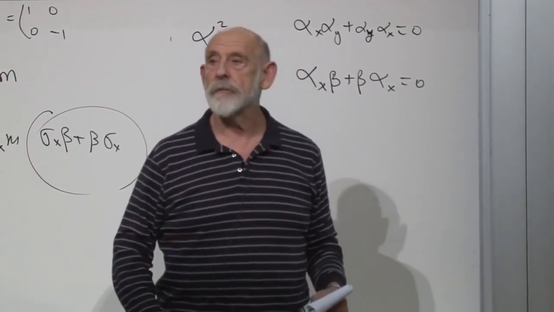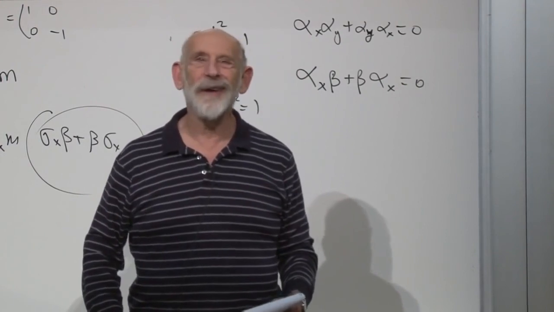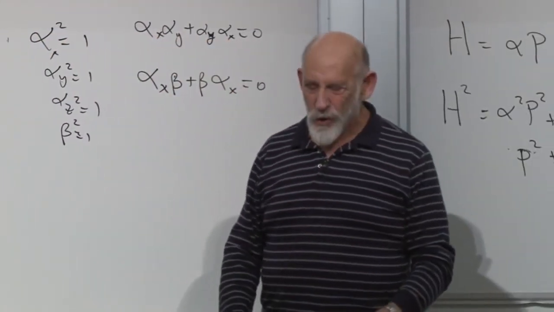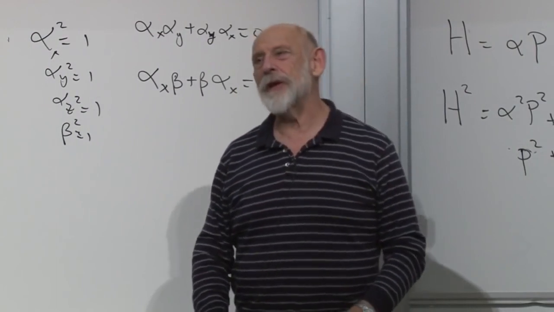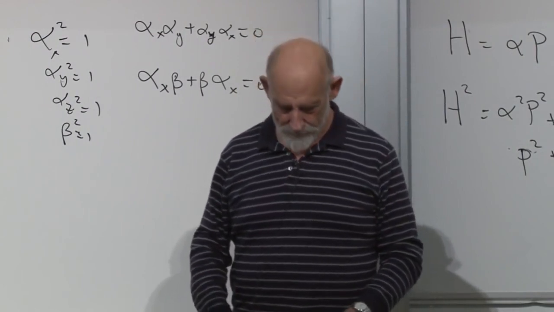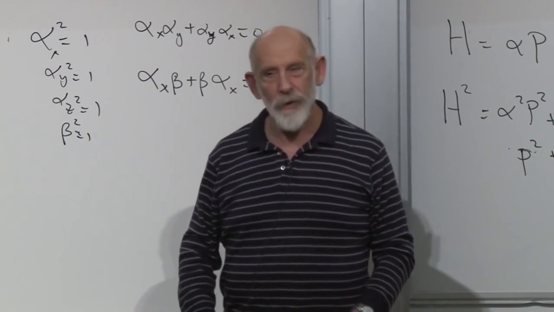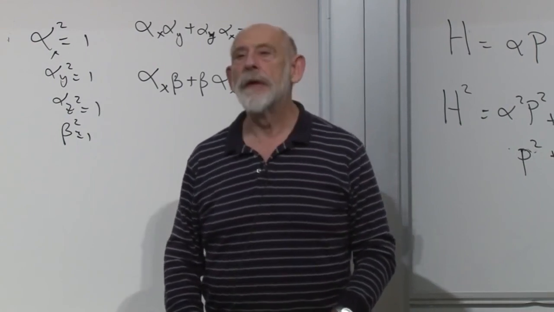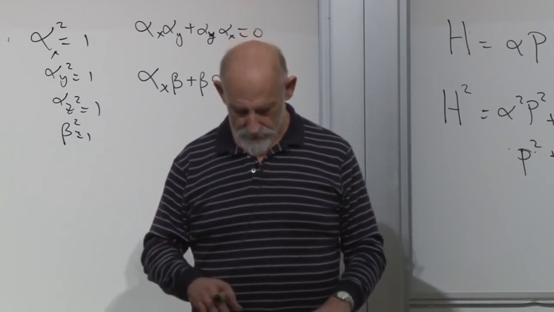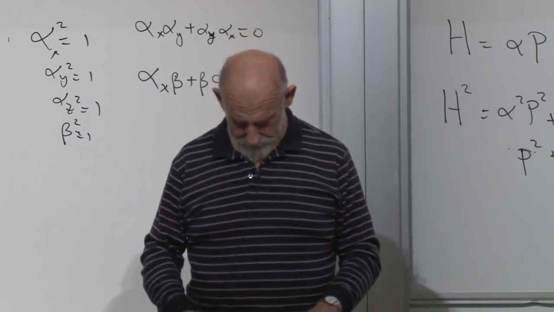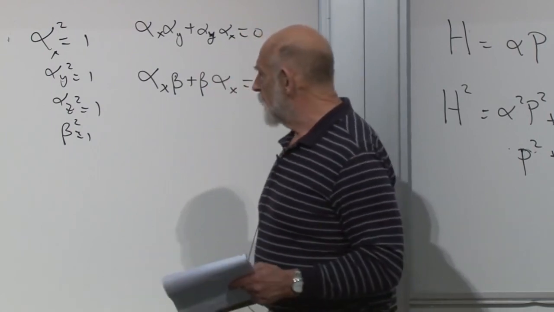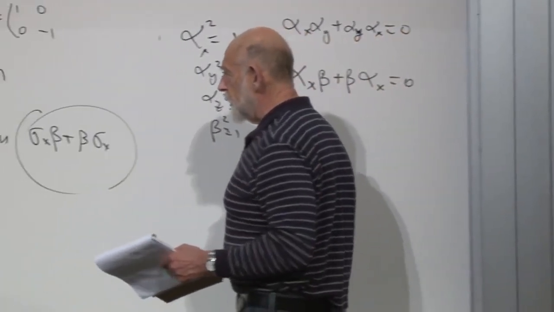Can we call beta alpha t? You could, but it's not really. They don't form a 4-vector. I'll tell you what forms a 4-vector in a minute, once we write the Dirac equation.